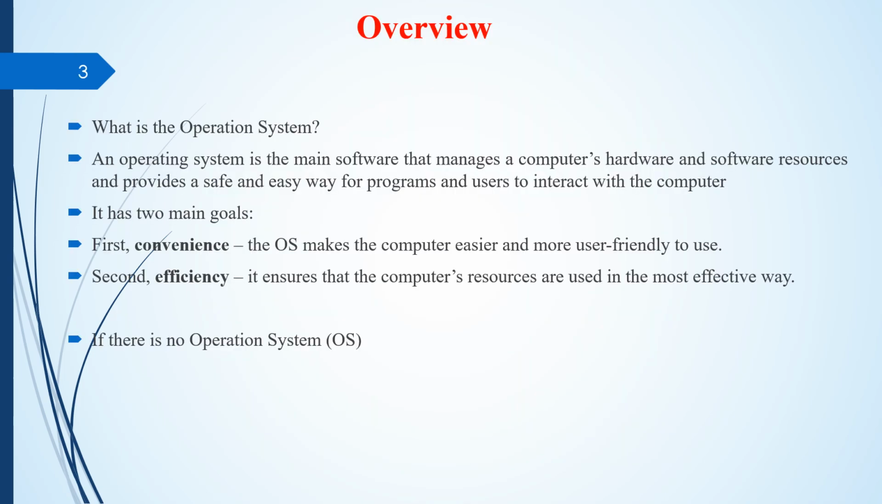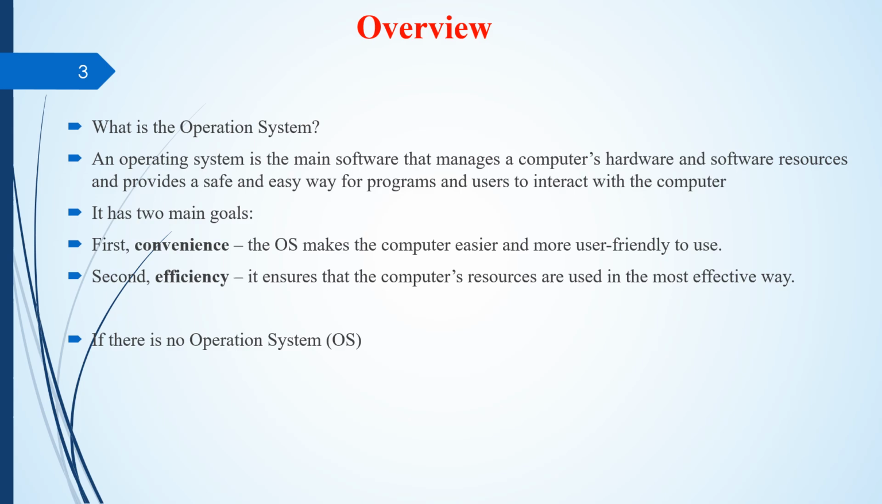An operating system is the main software that manages a computer's hardware and software resources and provides a safe and easy way for programs and users to interact with the computer. It has two main goals. First, convenience: the operating system makes the computer easier and more user-friendly to use. Second, efficiency: it ensures that the computer's resources are used in the most effective way.